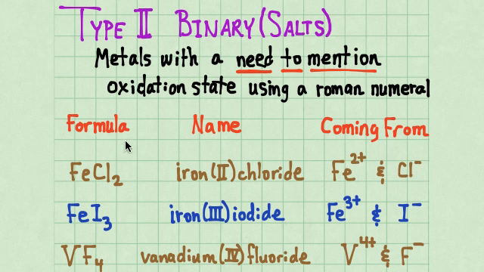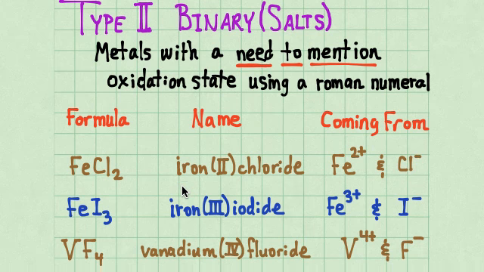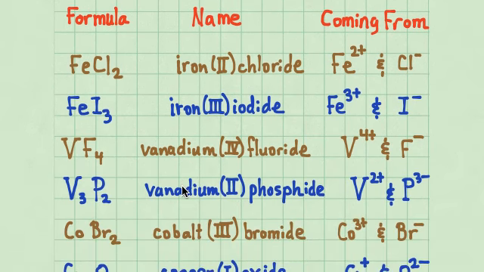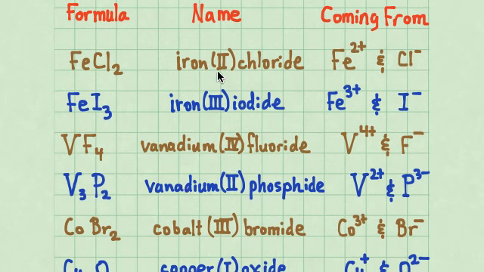So for type 2s, I have a Roman numeral almost always with that metal. It might be a transition metal, it might be tin or lead or something that needs a description of what the oxidation state is. So I called this iron 2 chloride because here I have 2 chlorines and those love to be a -1. So what does that force iron into being? 2 of those would mean I have a 2 negative overall, so this has to be a 2 positive.